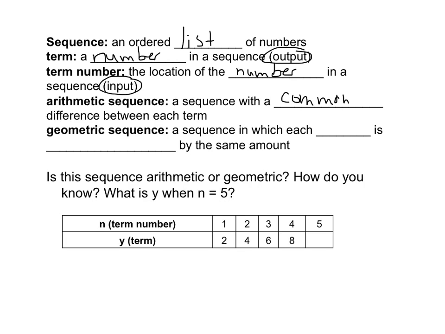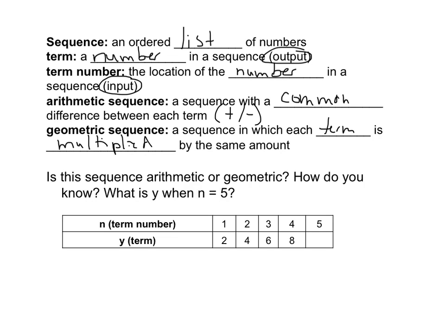Which is a sequence with a common difference between each term. Basically, it means you're going to see addition or subtraction between your terms. And a geometric sequence is a sequence in which each term is multiplied by the same amount.